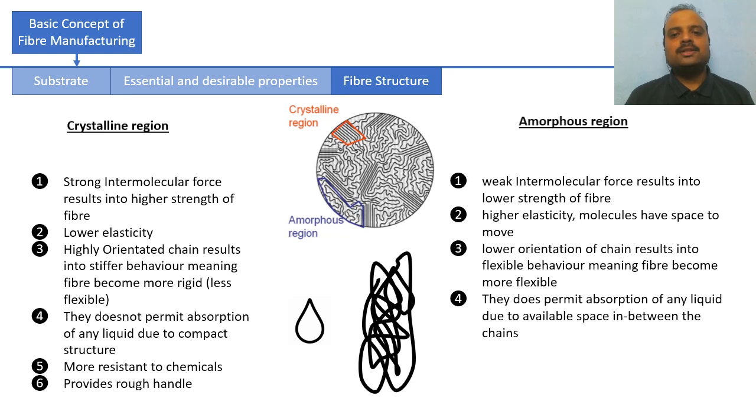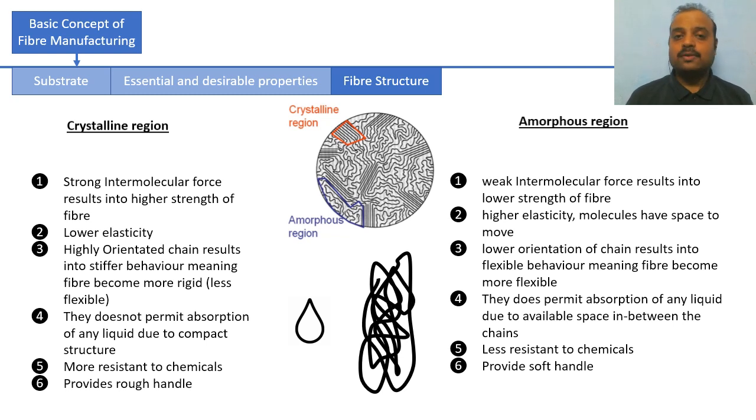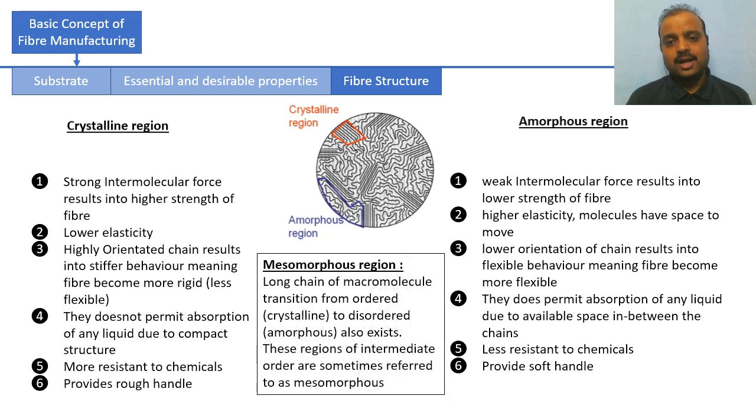Amorphous region is less resistant to a chemical attack, and the flexibility in the chain provides a softer handle. Besides these two, crystalline region and amorphous region, there is another region present in between them. We call it the mesomorphous region, and this is an intermediate region between the crystalline region and amorphous region. It is neither crystalline nor amorphous, it is in between.